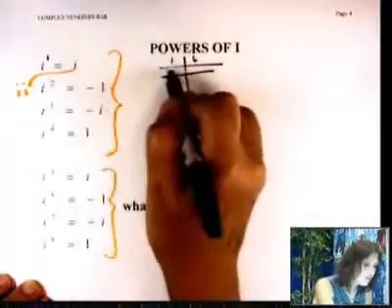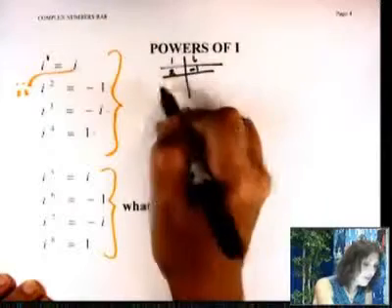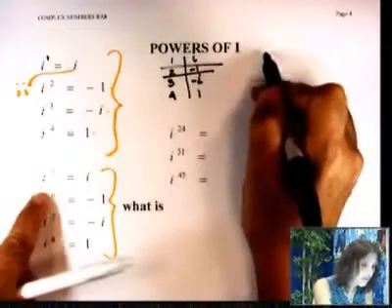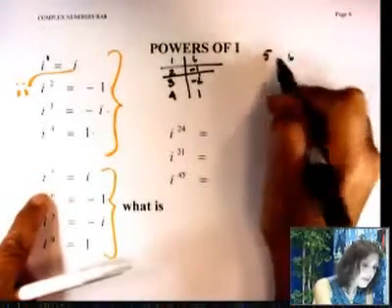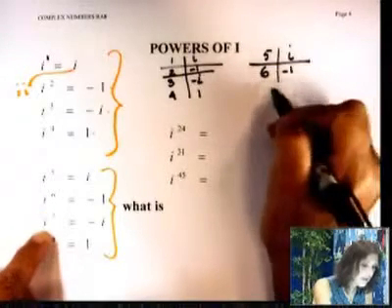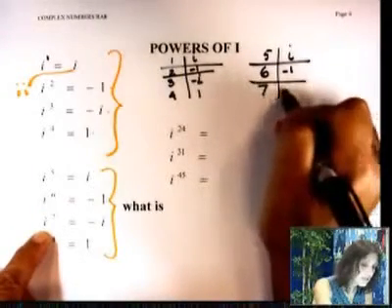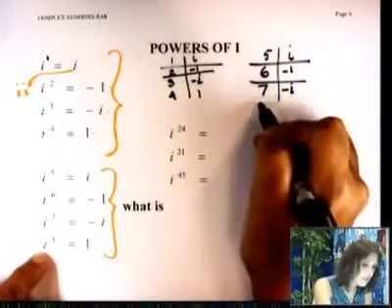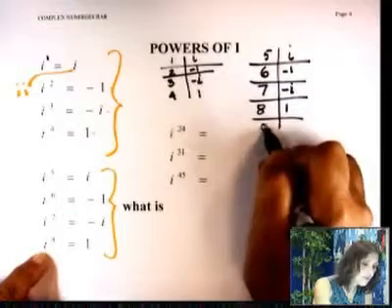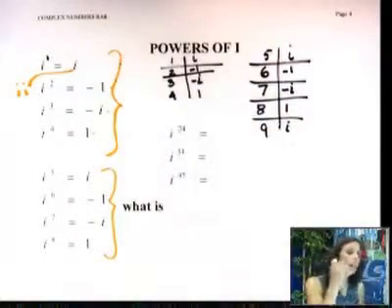Okay, when it's 2, it's negative 1. When it's 3, negative i. When it's 4, it's 1. Then when it's 5, it's i. When it's 6, it's negative 1. When it's 7, negative i. When it's 8, 1. And now you can continue. When it's 9, it's i. Now, you kind of look.